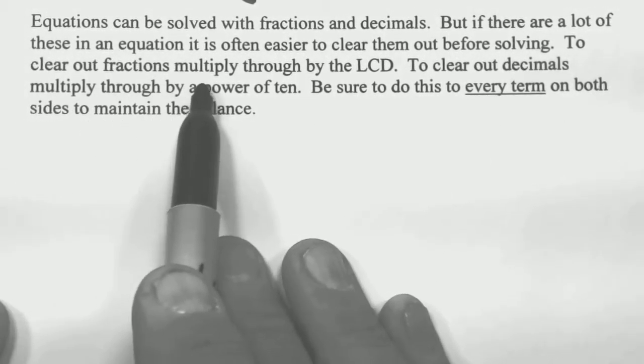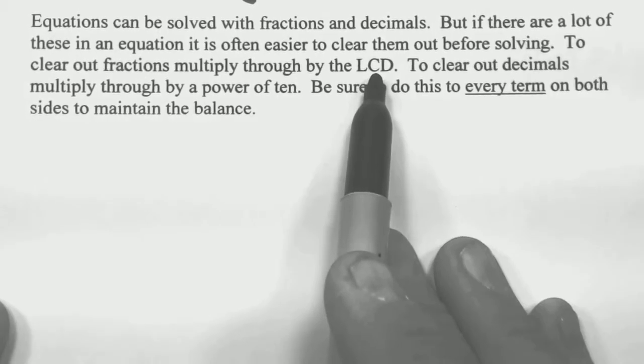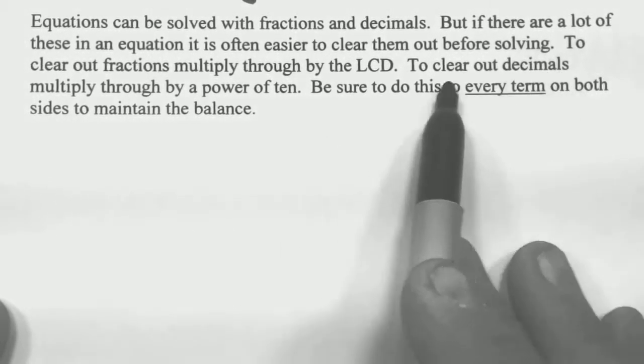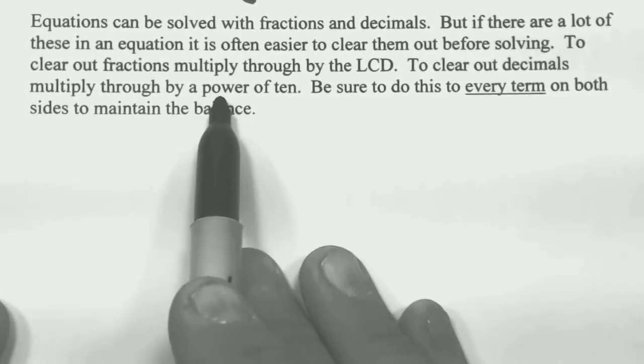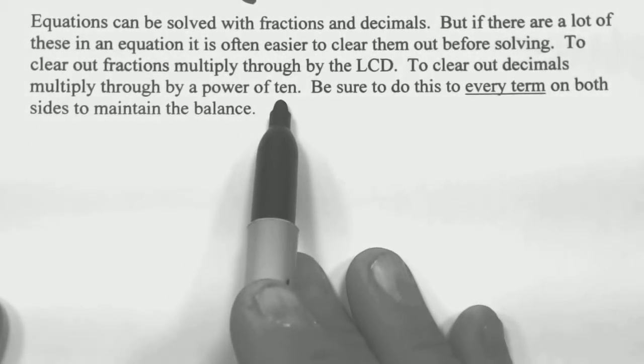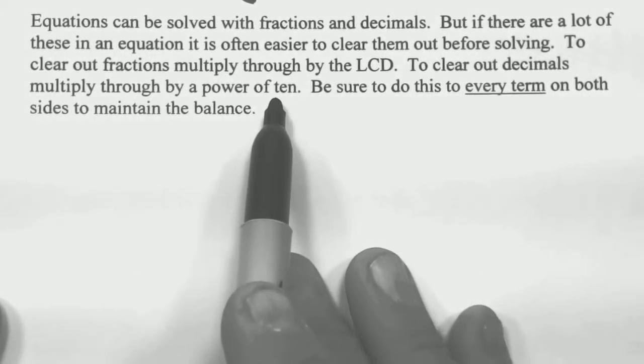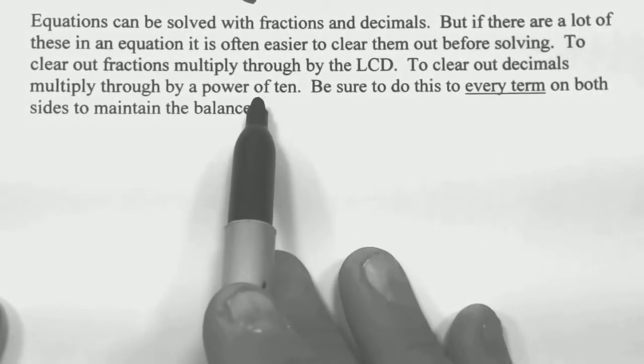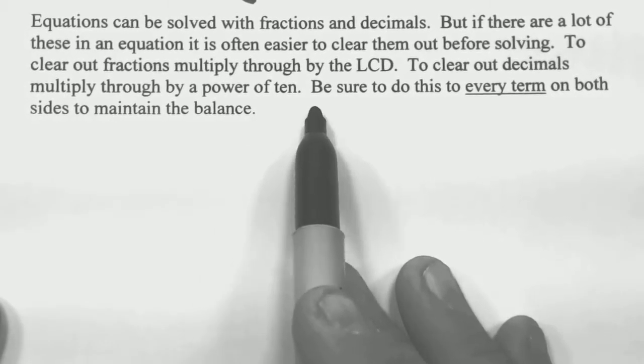Well, to clear out fractions, we multiply through by the LCD. We'll give you a demonstration of that in just a moment. To clear out decimals, we multiply through by a power of 10. What I mean by a power of 10 is 10 to the first power, which is 10. 10 squared would be 100. 10 cubed would be 1,000, and so on.